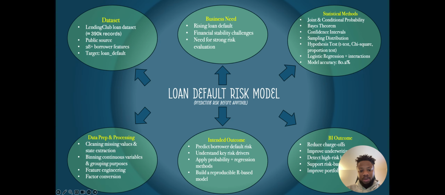Hello everyone, my name is Gus Favor and my project focuses on building a business intelligence model to predict loan default risk before a lender approves an application. The goal is to help financial institutions reduce losses, improve portfolio quality, and make more data-driven decisions.